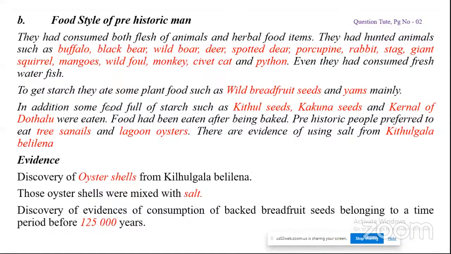The evidences you must write. So evidences you can write in point form, no problem. Discovery of oyster shells from Kitulgala Belilena. Those oyster shells were mixed with salt. Discovery of evidences of consumption of baked breadfruit seeds belonging to a time period before 125,000 years. Okay, once again, the red color things you can write quickly.